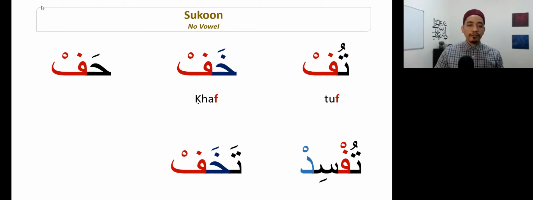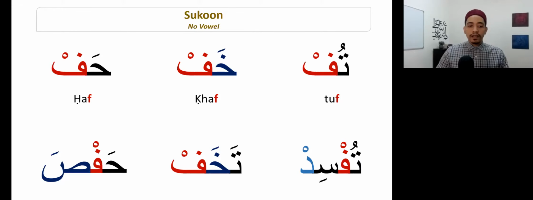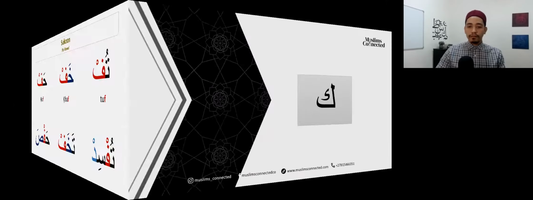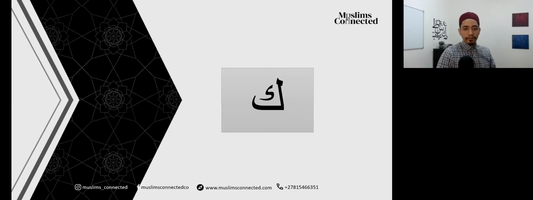Here we go. Haf. In a word, haf. Saw is the letter we did last week. Saw, don't forget the spoon-shaped or bowl-shaped tongue. Haf, saw. Perfect. That's the letter fa. If anyone has a problem with the letter fa, let me know.